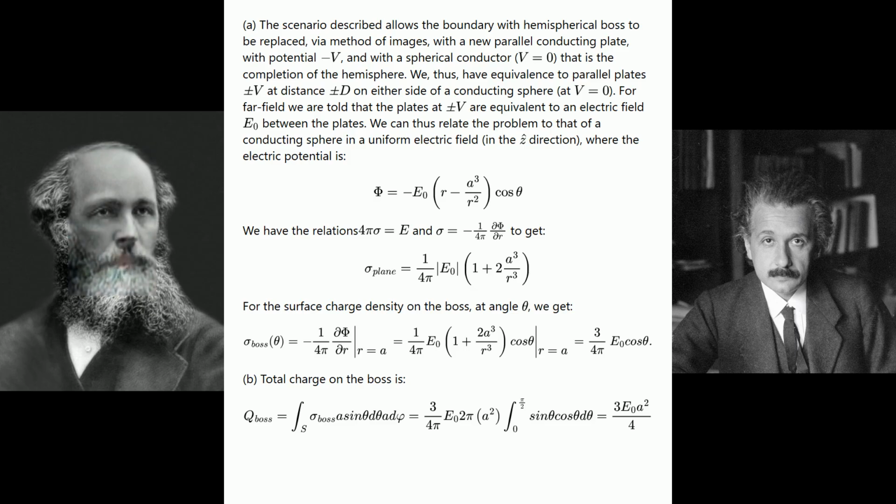We can thus relate the problem to that of a conducting sphere in a uniform electric field, in the z direction, where the electric potential is, see the equation shown. We have the relations 4 pi sigma equals E and sigma equals negative 1 over 4 pi the partial derivative of phi with respect to r to get. See the next equation. For the surface charge density on the boss at angle theta we get, see the equation shown. B. Total charge on the boss is, see the next equation.